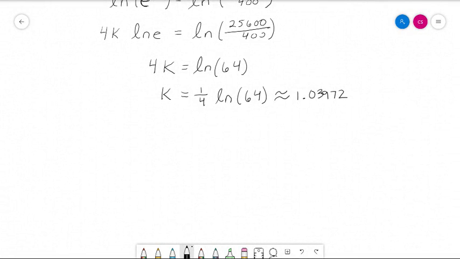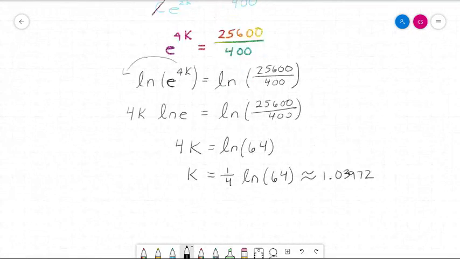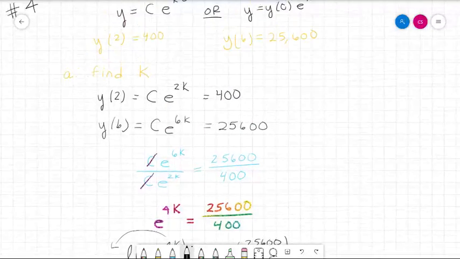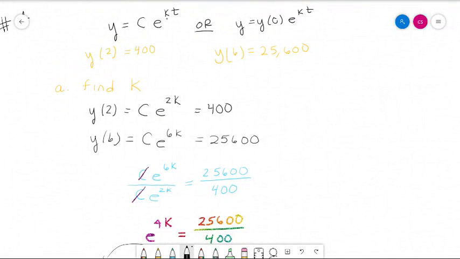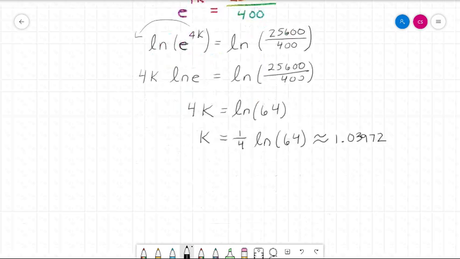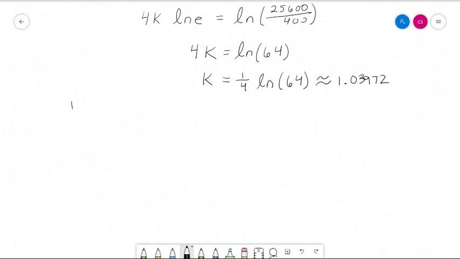Okay, so that's our K. Let's go back up here. So now in our formula, we know K, so the only thing we have to figure out is the C. So let's go ahead and do that. That's part B, the initial population of the bacteria.